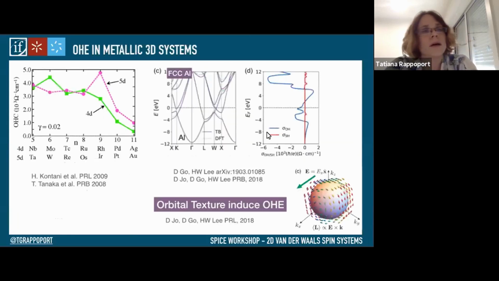So in 2008, 2009, there were a set of works showing that several metals presented the orbital Hall effect. And more recently, Lee's group, which has several works on this subject, showed that even metals with very, very small spin-orbit coupling, like aluminium, for example, can have a strong orbital Hall effect. But more importantly, they linked the existence of the orbital Hall effect to orbital textures in these materials.